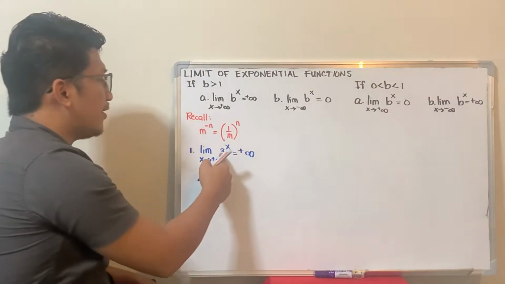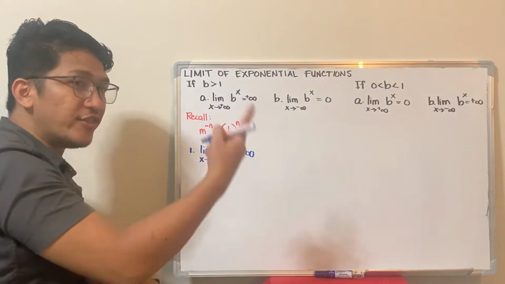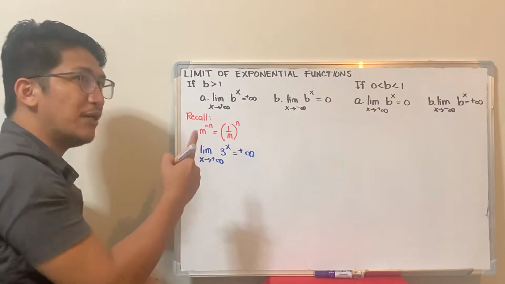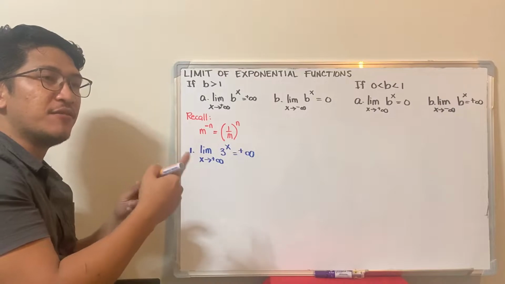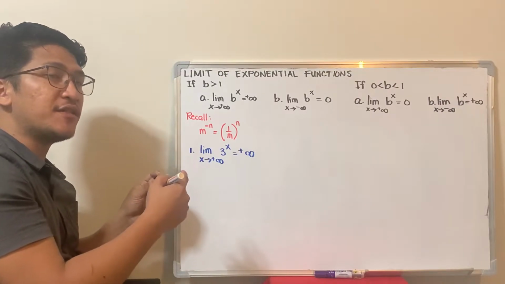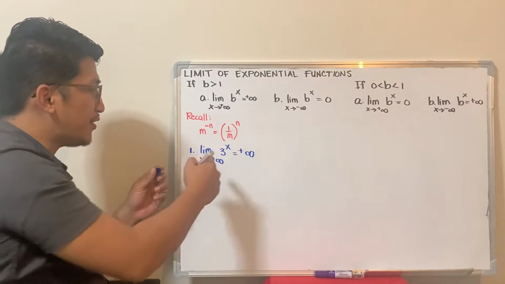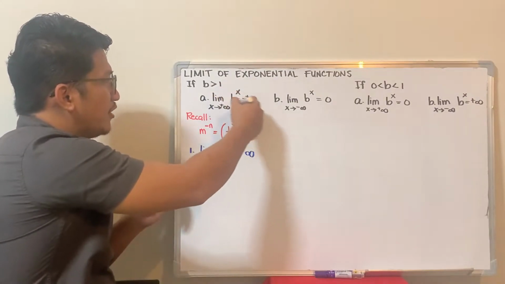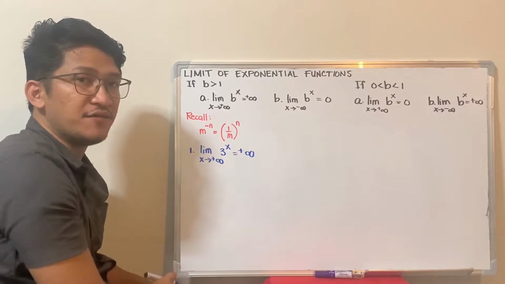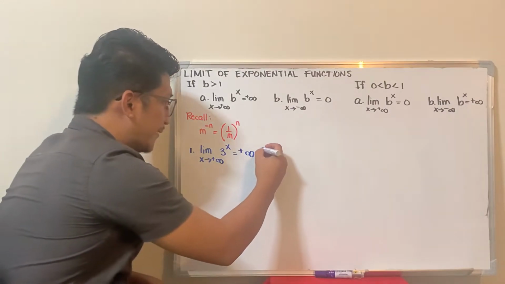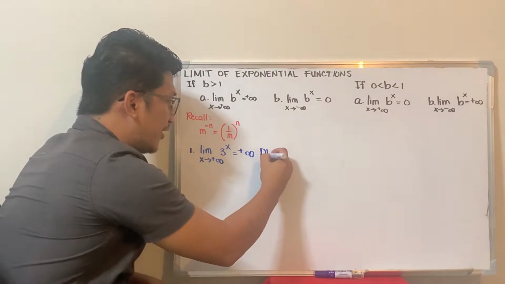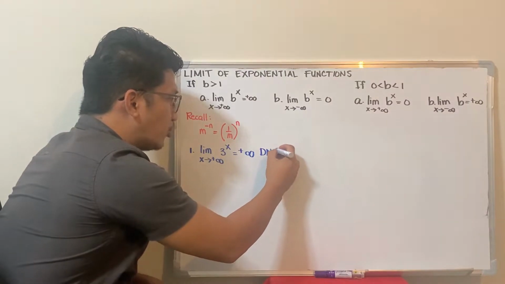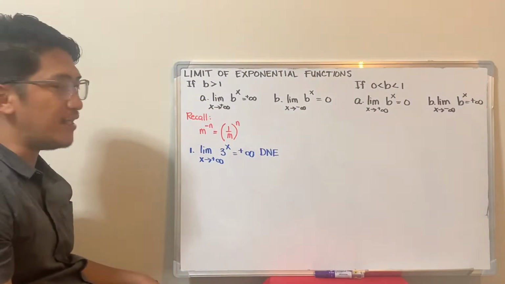So again, regardless of the base, as long as it is greater than 1, even if it is just 1.1, which is a decimal number already greater than 1, when it is raised to the power of x as x approaches positive infinity, the result will always be positive infinity. But of course, do not forget that infinity is not a real number. In short, we conclude that the limit does not exist.